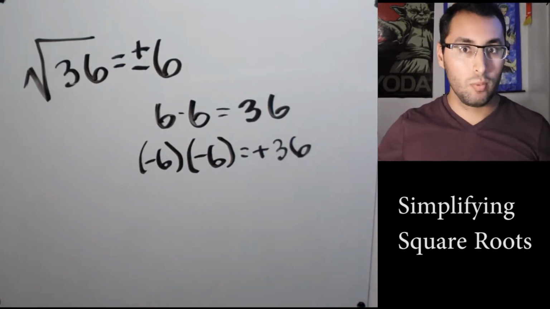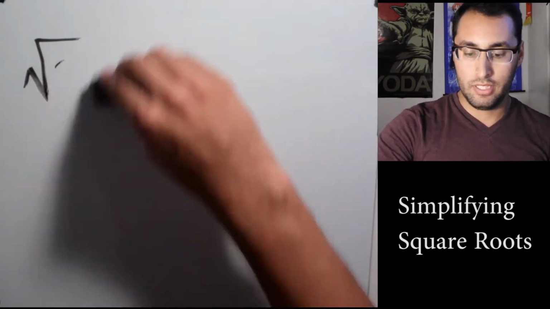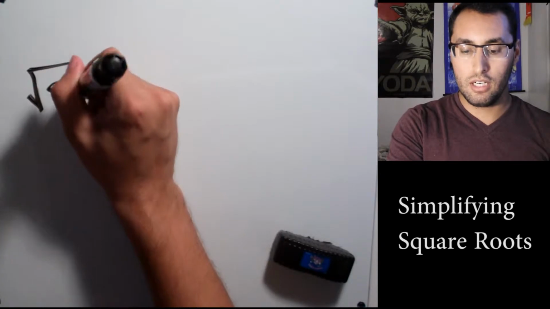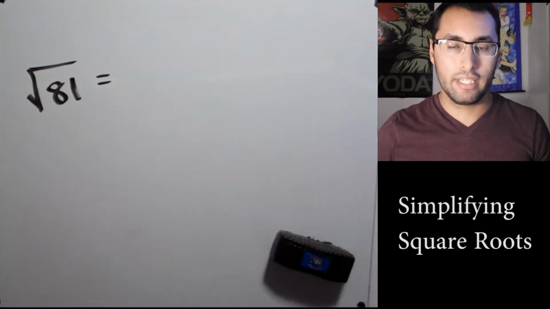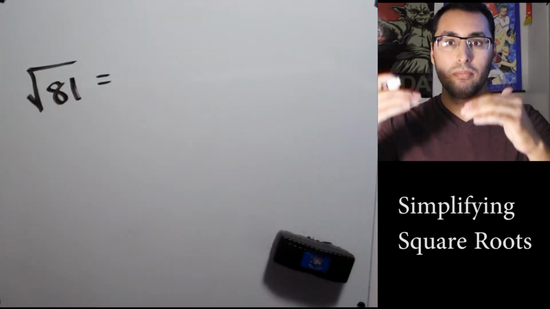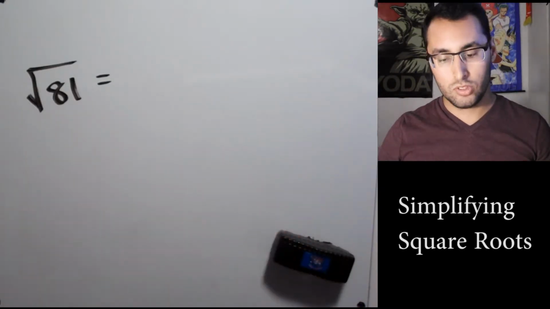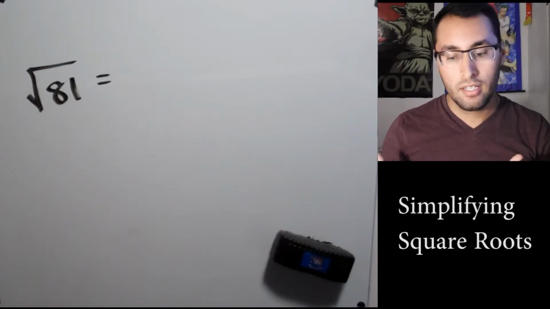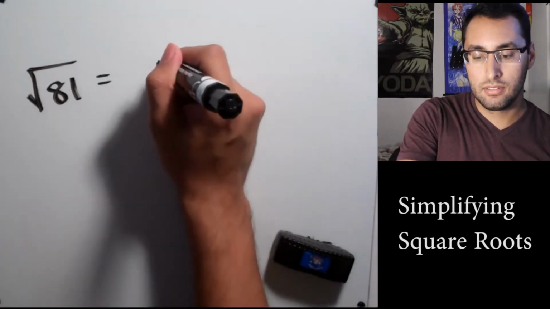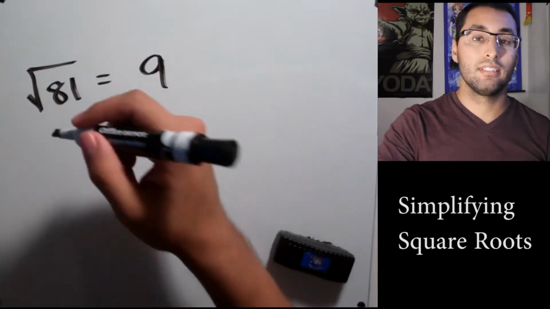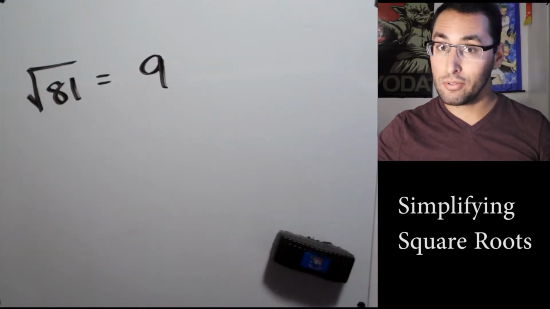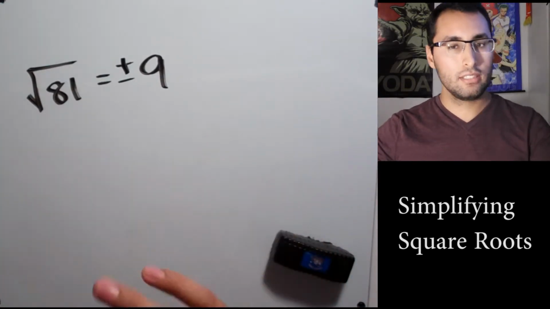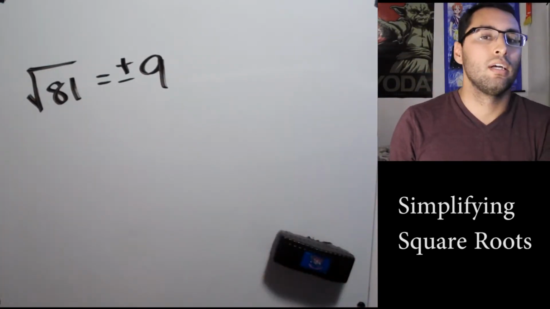Let me give you one more for rational. What about the square root of 81? Again, you're thinking of numbers that you multiply by itself. There's only 2 of them. 7 times 7 doesn't work out, that's 49. But for this one, it turns out to be 9. 9 times 9 is 81. And again, do not forget plus or minus. So that's rational. These are the easier ones.